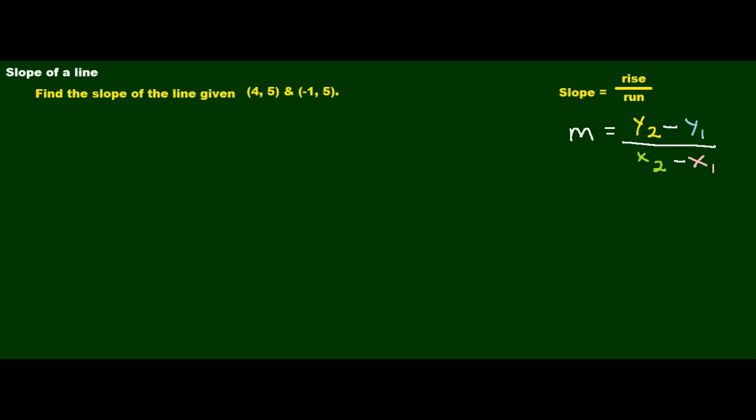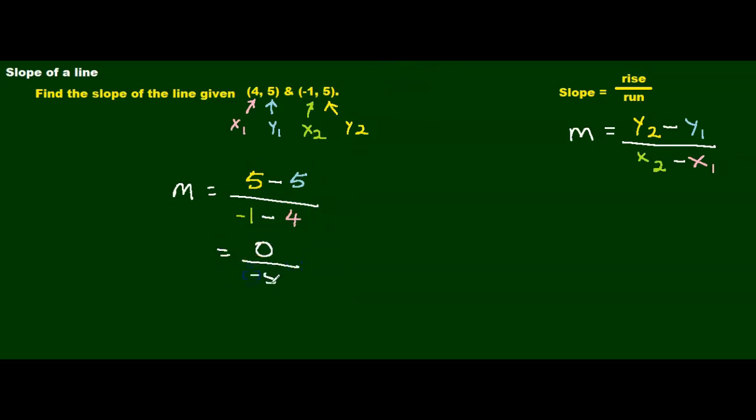So this would be another slightly different graph from the rest. Again, I'm going to label my x and y. So this is x1, 5 is y1, -1 is my x2, and again my 5 is y2. So our slope is y2, which is 5, minus y1, which is also 5, over x2, which is -1, minus my x1, which is 4. Now 5 minus 5 gives me 0. -1 minus 4 gives me -5, which gives me 0.